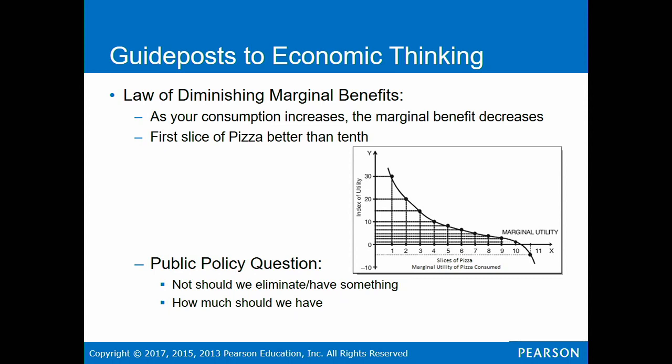So for public policy questions, the question isn't or shouldn't be, should we eliminate something or should we have something? The question should be, how much should we have? So you look at things like pollution, crime, terrorism, national defense, police. It's not a yes or no question, it's how much. At what point does our marginal utility go negative?